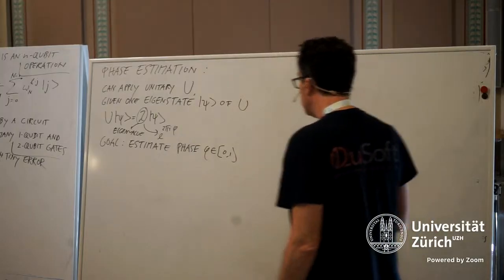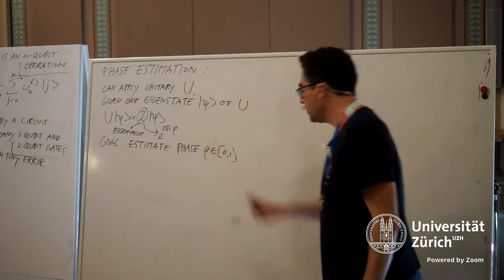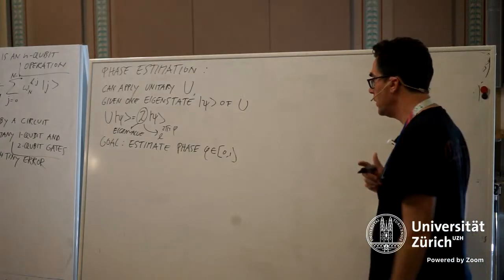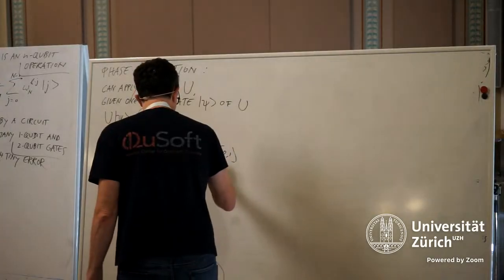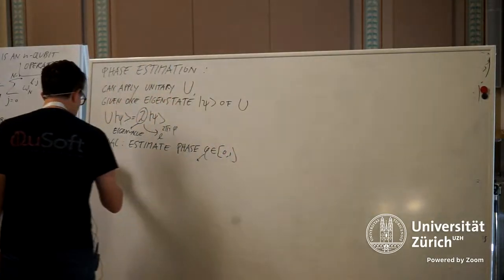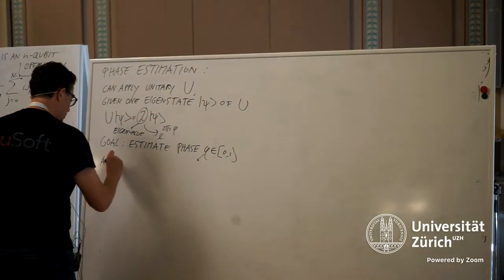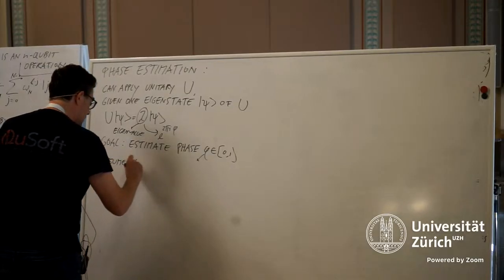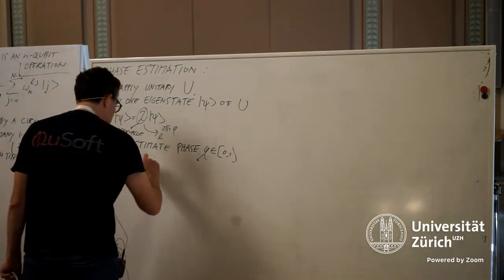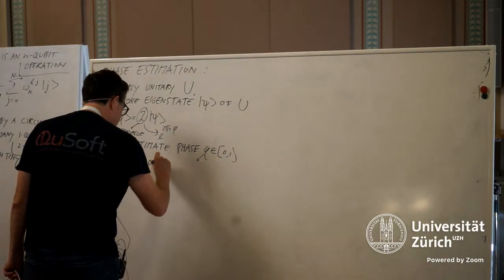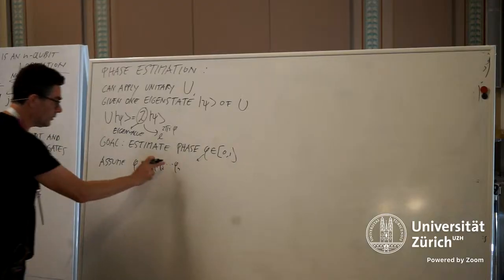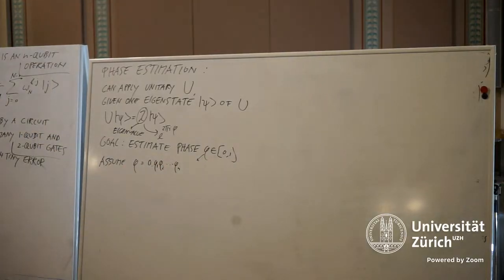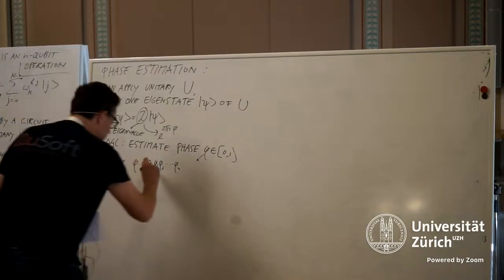So let's make an assumption that this number phi, which is some number between 0 and 1, can be written exactly with n bits of precision. So assume for simplicity that phi is equal to 0 dot phi 1, phi 2, up to phi n. This is like the notation behind the decimal dot, but now in binary. So these are n bits, and this is really what we're trying to recover.